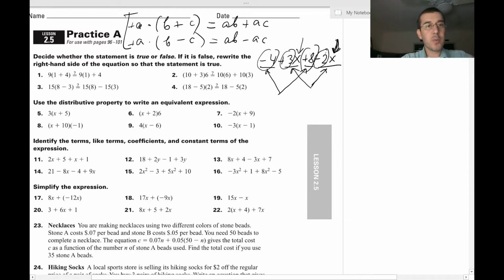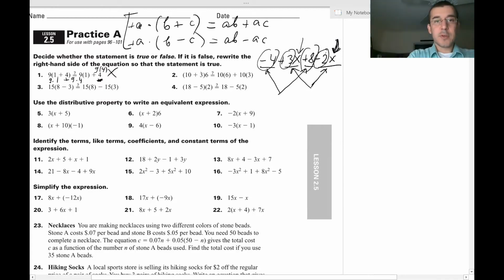So number one, decide whether the statement is true or false. If it is false, rewrite the right-hand side of the equation so that the statement is true. So in this case, 9 times, and in parentheses we have 1 plus 4. So this is 9 times 1 plus 9 times 4. So this is incorrect because we have to have 9 times 4 right here. So not just 4, but 9 times 4.